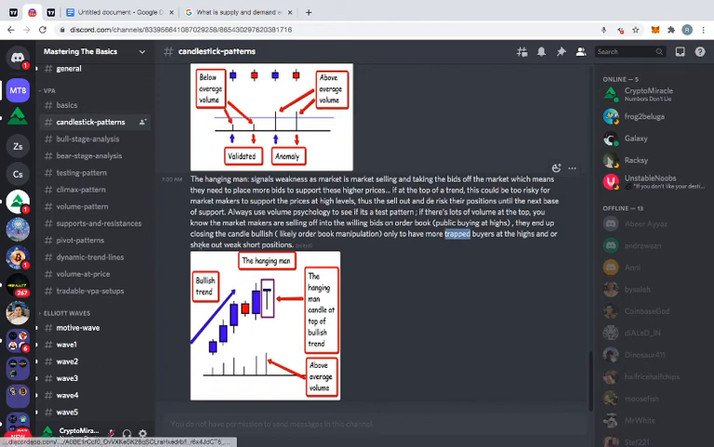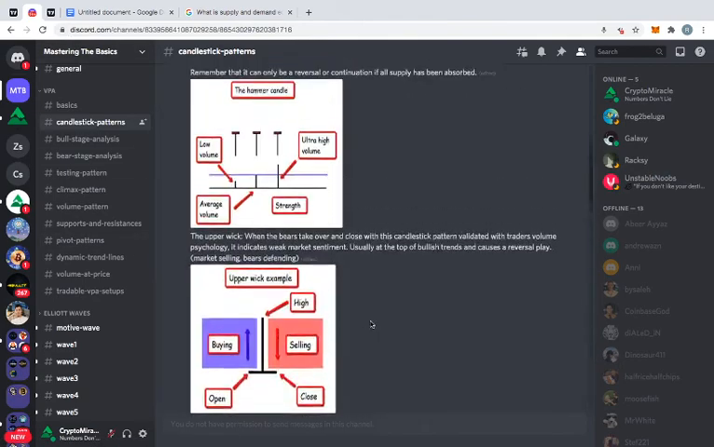So yeah, and they shake out weak short positions. This candle here would shake out basically weak short positions, this wick, because they would be scared. But it would also trap more longs if anyone's buying the top here. So that's all we have for the candlestick patterns. Again, a quick little recap.